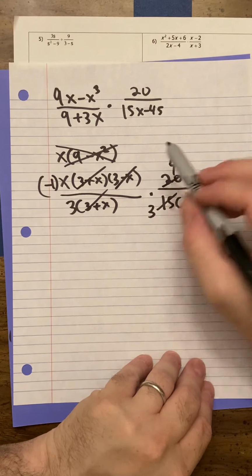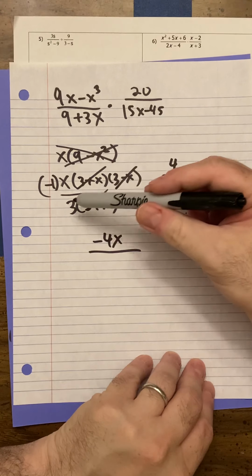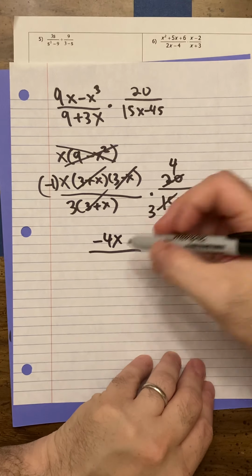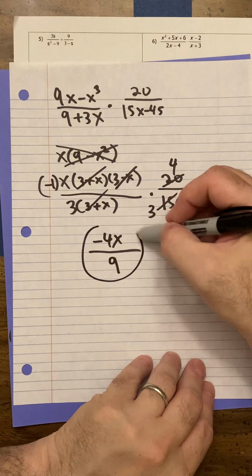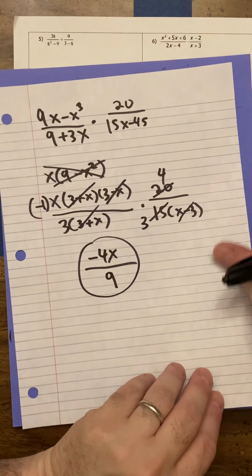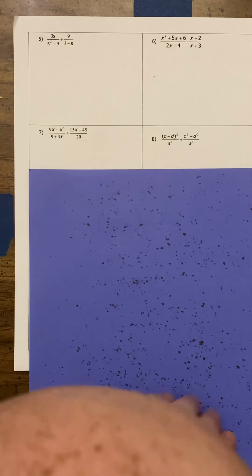We have a -1 times x times 4, so that's a -4x in the numerator. And we have a 3 times a 3 is 9 in the denominator. And it looks like that's all we have left. So we got -4x over 9. Okay, that was question number 7.